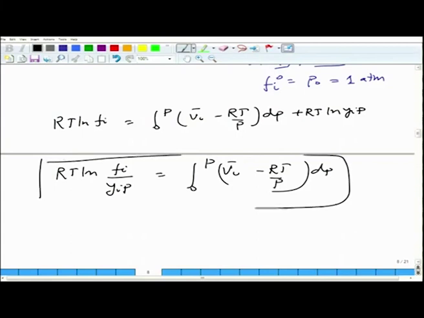So, I have this expression for fugacity, or in this case the fugacity coefficient, this ratio which relates to the volumetric property as Vi bar minus RT by P integrated from 0 to P dP. I will stop here, and then I will continue this exercise by taking certain assumptions and connecting with some experimental information or data. So, I will see you in the next lecture.